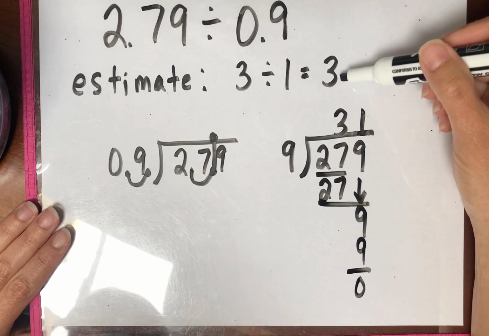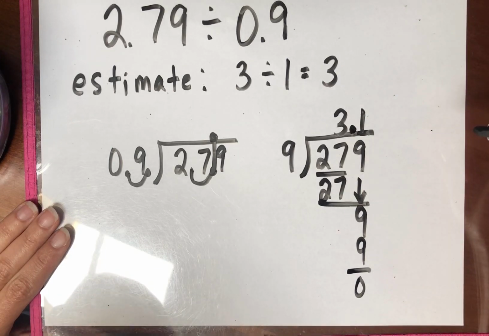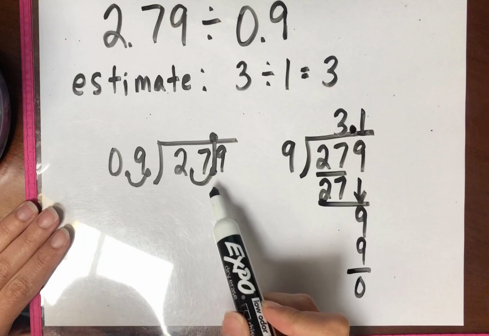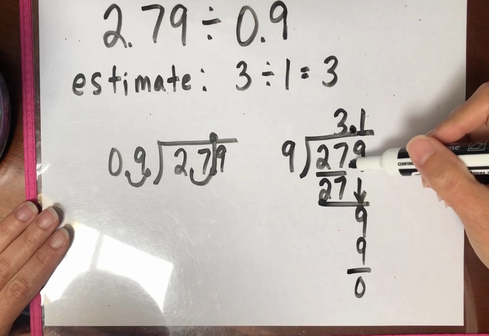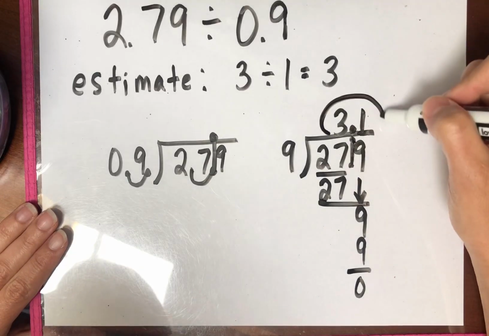Well, remember we said our estimate is probably close to 3. So this is the only logical place to put the decimal. And if you look back over here, that was where we put it anyway. Remember we carried it up into the quotient? So our answer is 3.1.